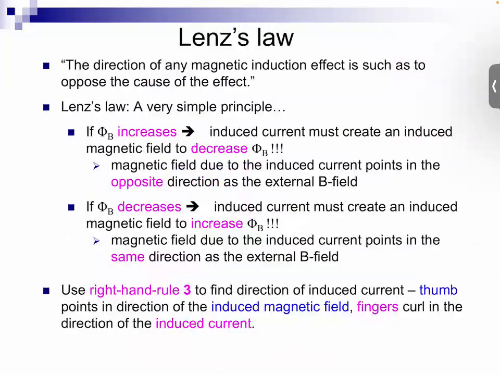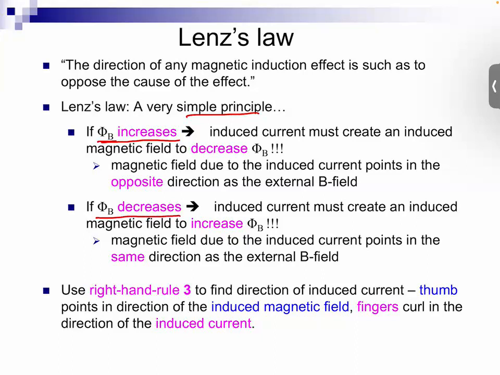Lenz's law can become confusing, so let's dissect it. It's actually quite a simple principle if we understand the concept. Lenz's law says that the direction of the magnetic induction effects is such as to oppose the cause of the effect. Well, that's a big sentence, but what does it actually mean in reality? There are two possibilities: either your magnetic flux will increase, or the magnetic flux will decrease.